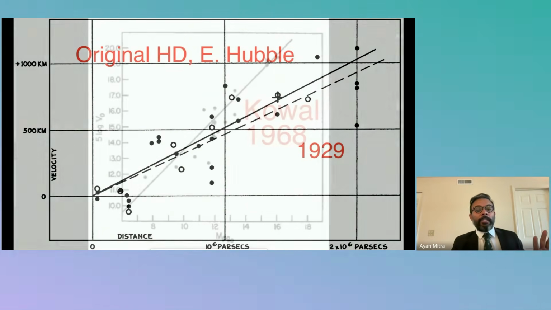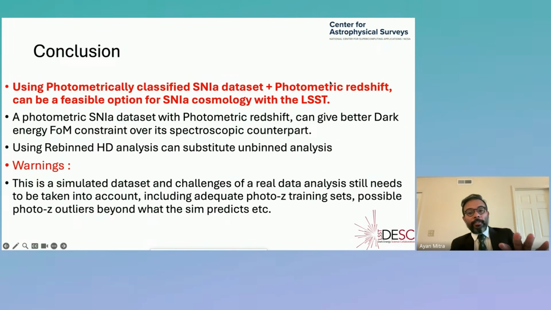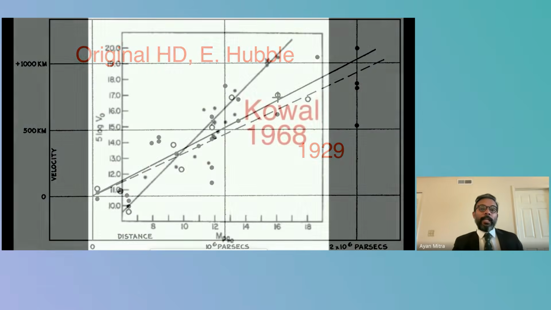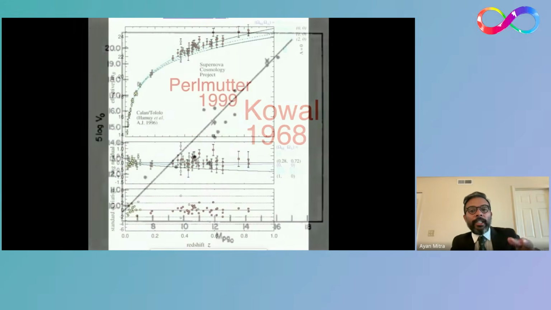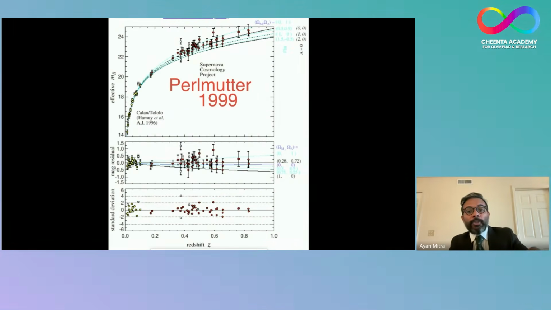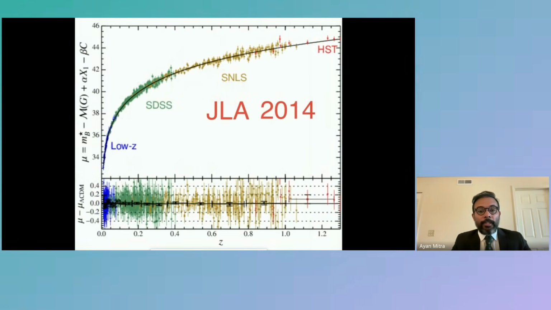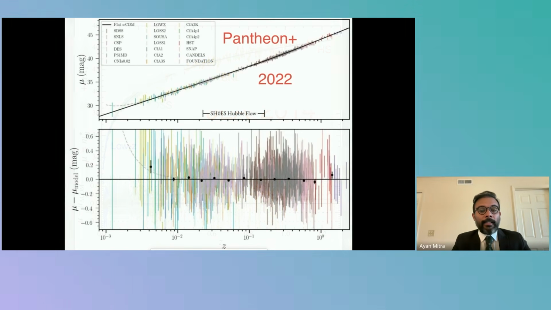I'll finish off with a Hubble diagram animation, the famous Hubble diagram from the time of Edwin Hubble to modern times. So this was Edwin Hubble in 1929, then in 1968 you see there are 20 objects. So this is the famous Nobel Prize Hubble diagram. Then in 2014 we had a much bigger sample, the famous JLA, Joint Light Curve Analysis.